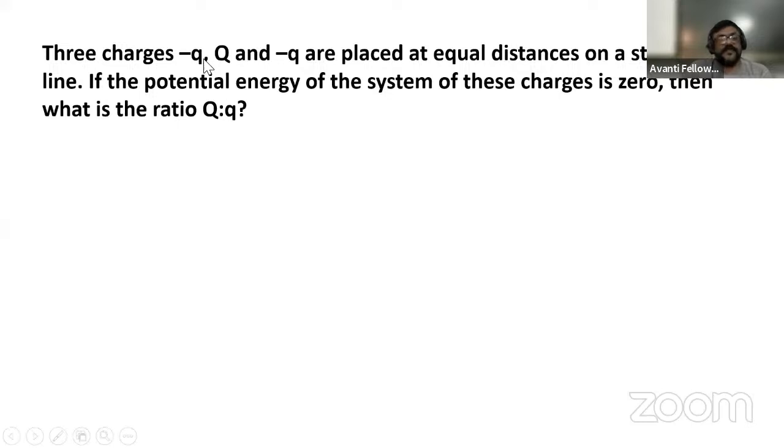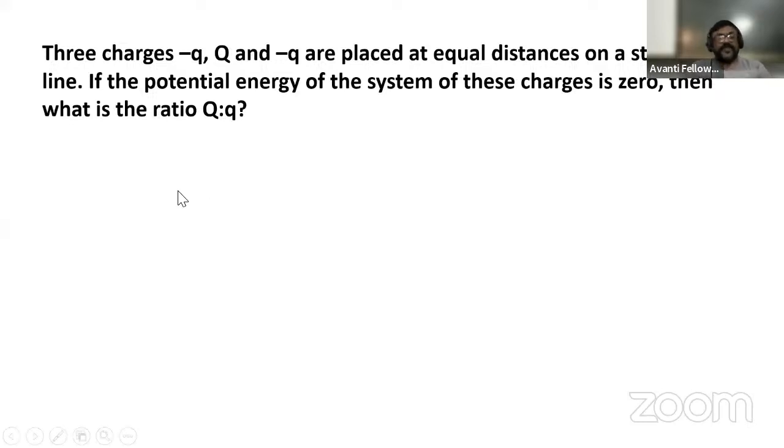3 charges, negative Q, capital Q, and negative Q are placed at equal distances on a straight line. If the potential energy of the system of these charges is 0, then what is the ratio of Q to Q?